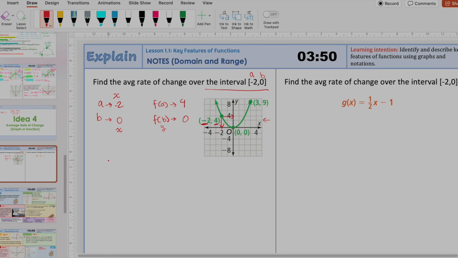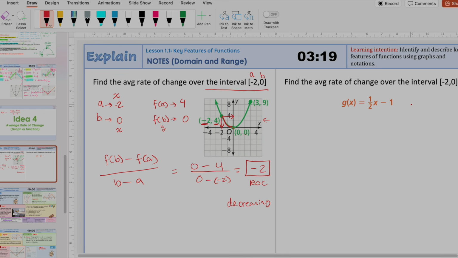And then plug in, use your function, f of b minus f of a over b minus a. So 0 minus 4 over 0 minus -2, which is going to be -2. If you put this in the calculator, this is the average rate of change. And it's negative because it's decreasing. It means that the graph is actually decreasing, it's going down.